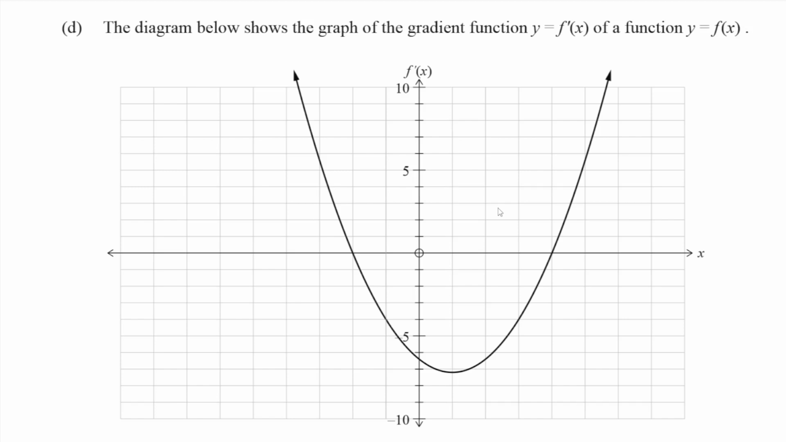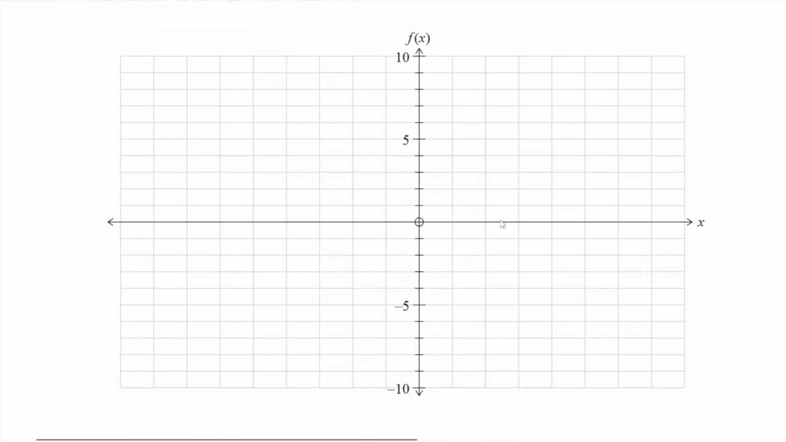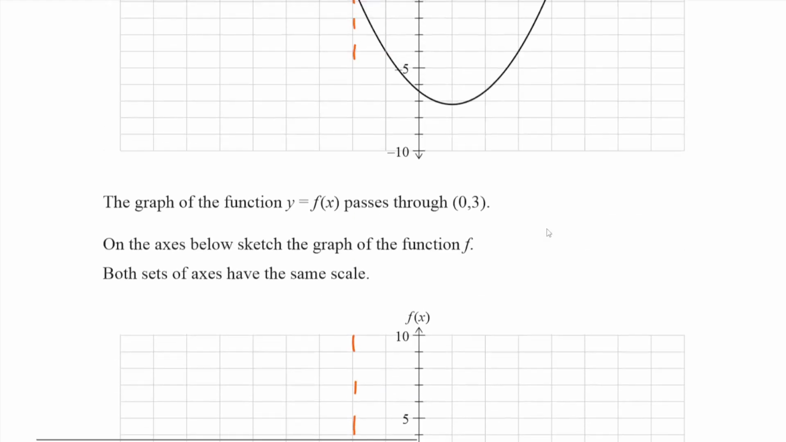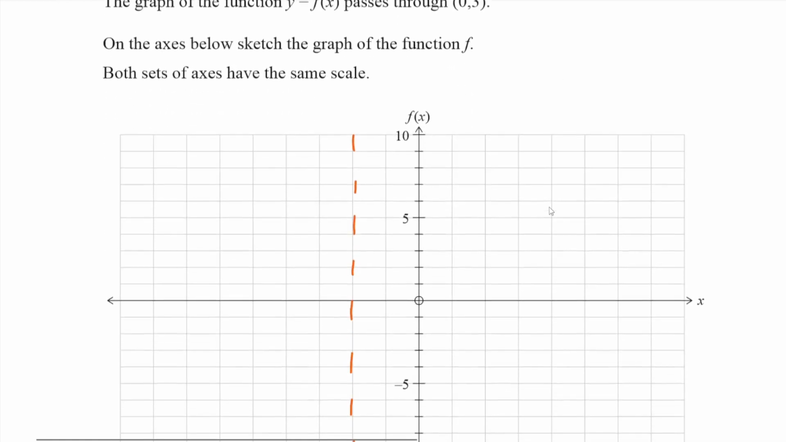For example, this point right here has a y value of 0. So that tells me along this line, x equals minus 2, our original function will have a gradient of 0. So that's a turning point. It could be a max or a min. We don't know where it goes yet, but we know the gradient is 0. Similarly, when x is 4, our original function will have a gradient of 0.